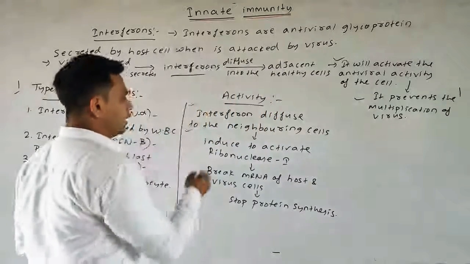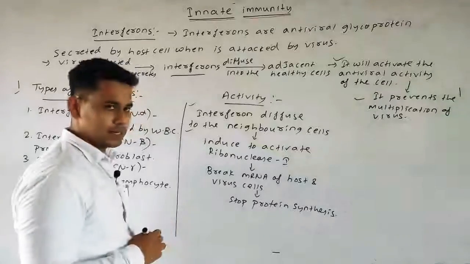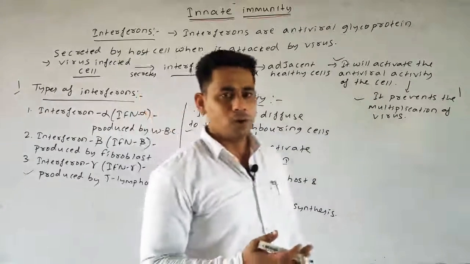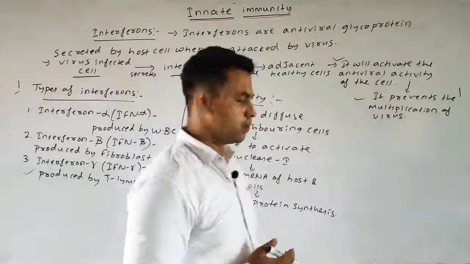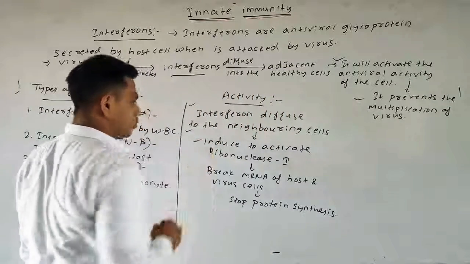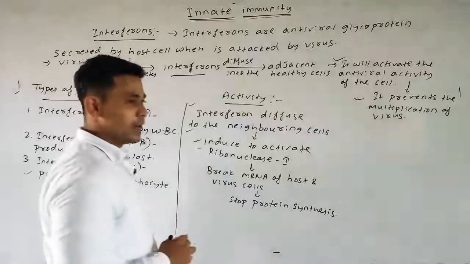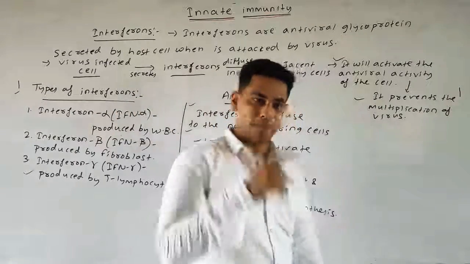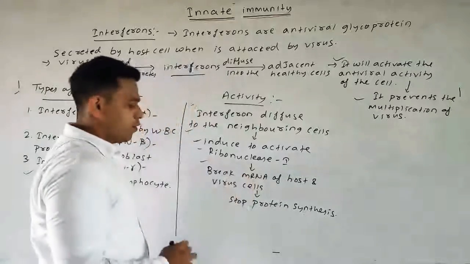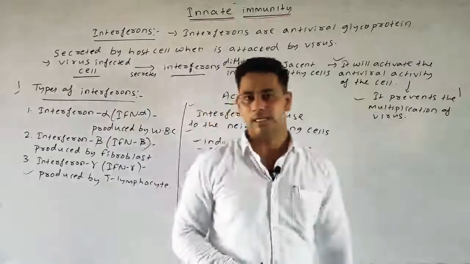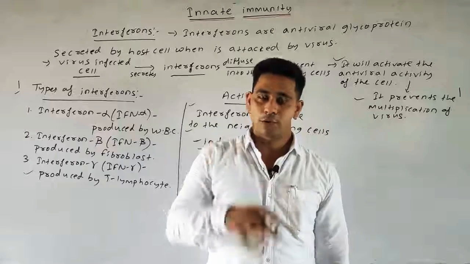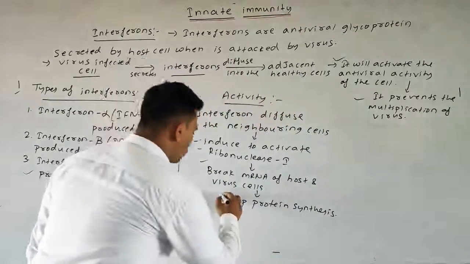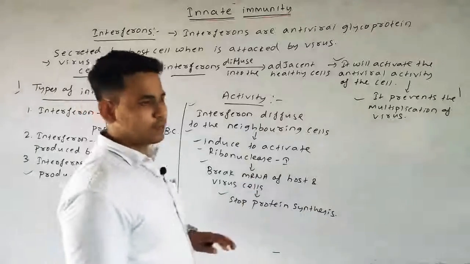Okay, so the interferon simply diffuses to the neighboring cells, which will induce, if we go into the detail, what happens, how it activates the antiviral property. So it induces the activation of the ribonuclease 1 enzyme. What does the ribonuclease 1 enzyme do? It breaks the mRNA of both the host and the virus cells, which will eventually result in stopping the protein synthesis of the host and the virus cells.